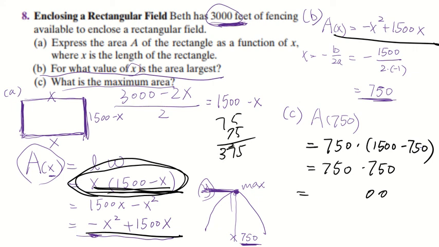7, so 5, 3, 52, 5, 2, 6, 5. So my answer is 5625. So 562,500, this many square feet. Okay, this is the maximum area.